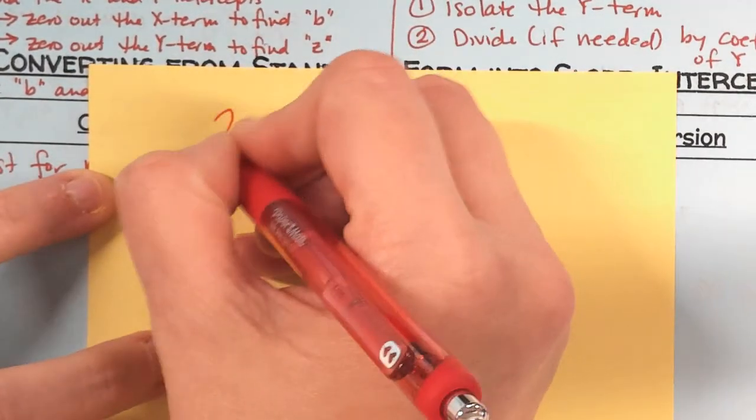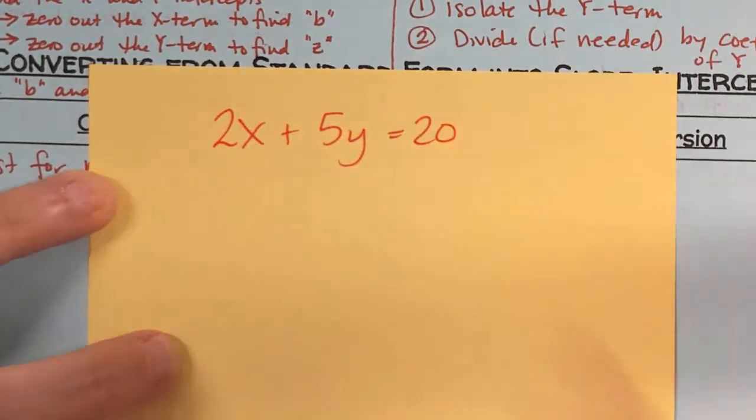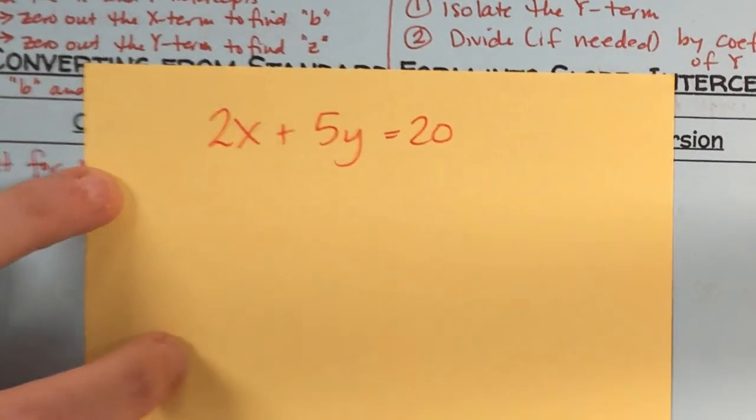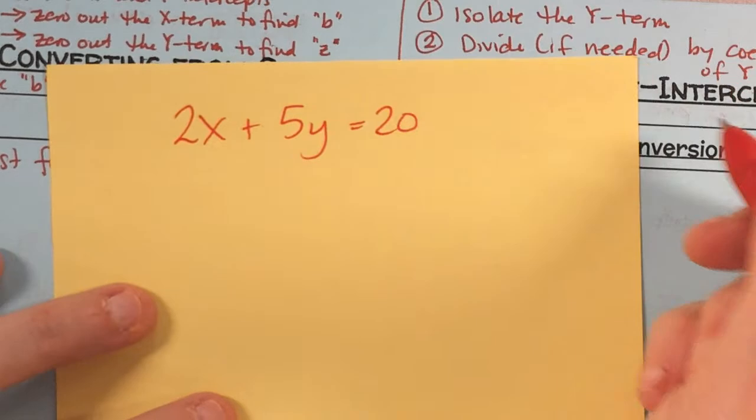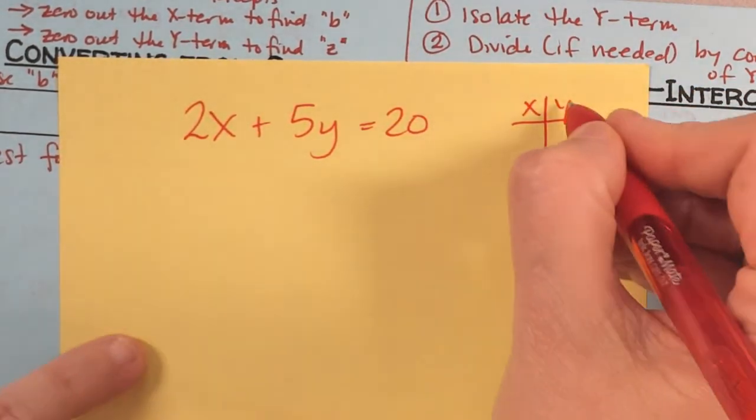So this is the equation we're going to be using: 2x plus 5y equals 20. Y'all better put your pencils down. Don't you be writing nothing. Okay? All right. So if I wanted to find the x and y intercepts.